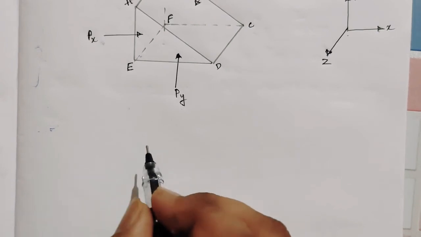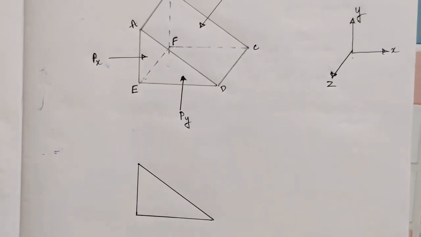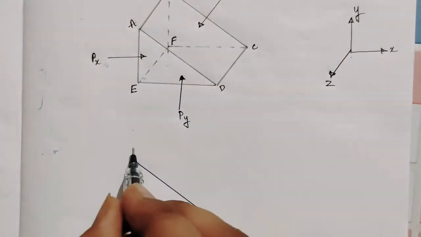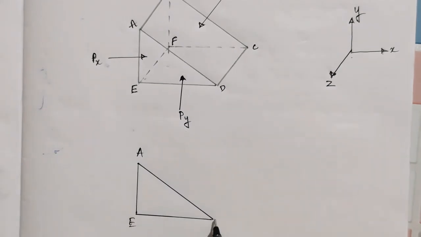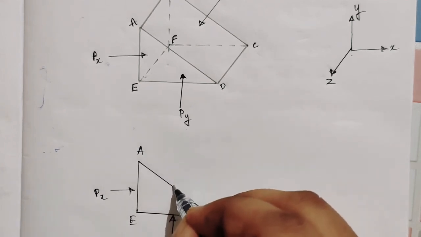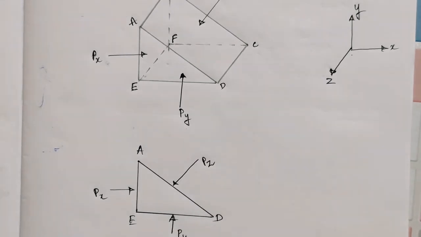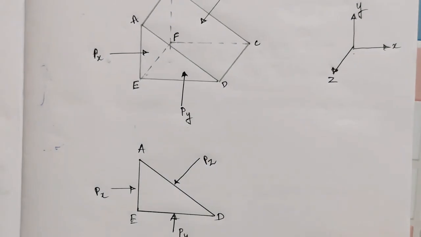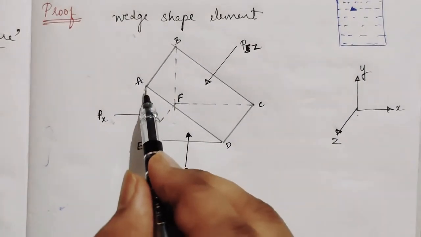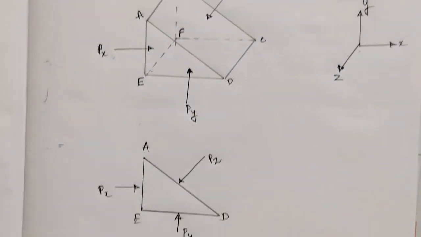So I'll take a 2D diagram also. How can I name this one? A, E, D. Here what is the force acting? Py, Px. It is perpendicular to that, that is Pz. I want the side also. Let me consider this side, according to the direction only I'll consider.